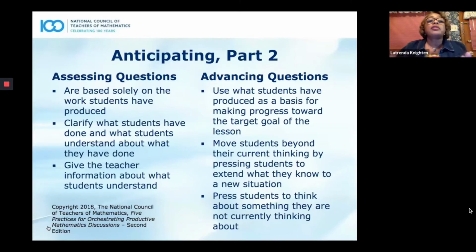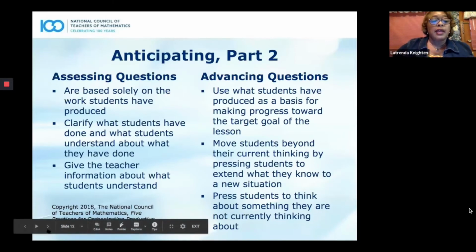So you want to think about two types of questions. Assessing questions, which are based solely on the work that students have produced, and advancing questions, which move students further. The reason you want to do this piece ahead of time is that these are the questions you will use during the monitoring process as you watch and observe what students are doing. So I have a plan. It's like I've already got something in my toolbox for those parts that I want to ask students as we move on.